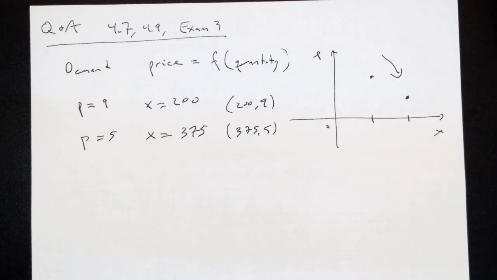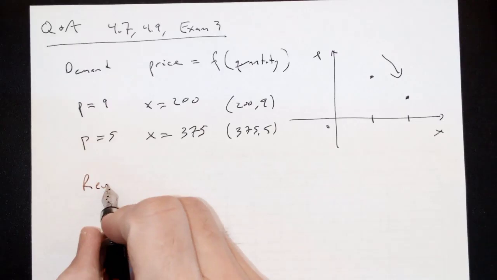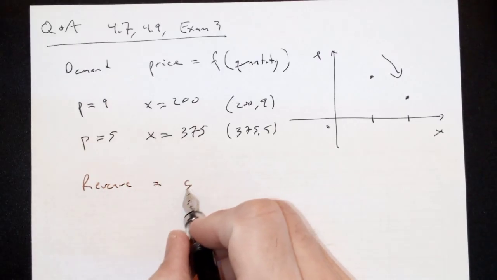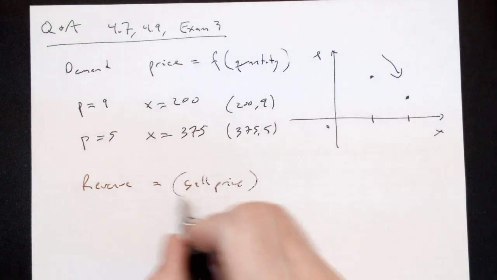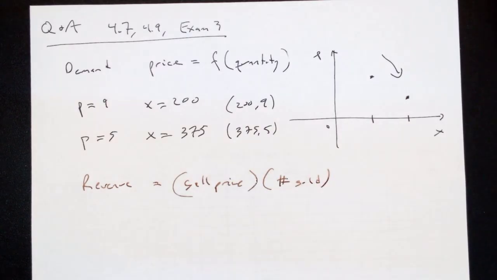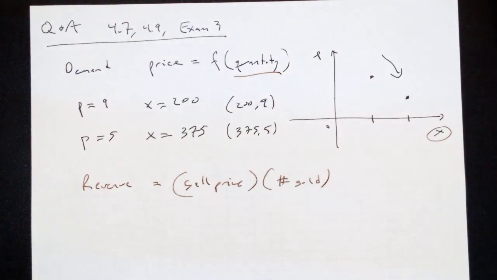Secondly, I then use this demand to build other functions because I can then say, oh, the revenue I bring in is the selling price times the number sold. But the number sold is exactly the same value as our quantity up here.